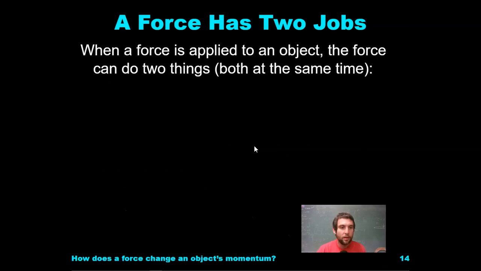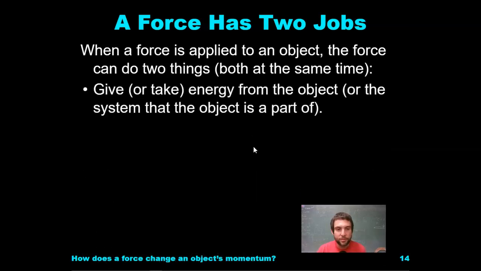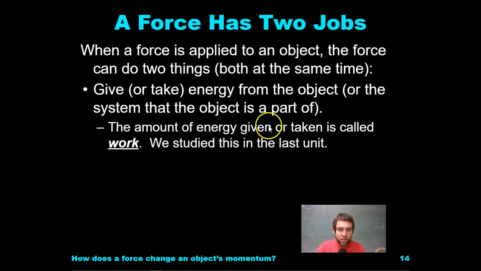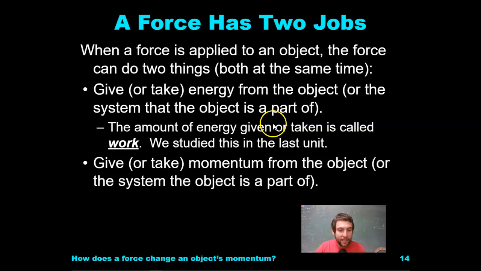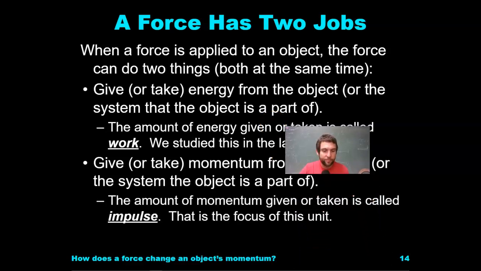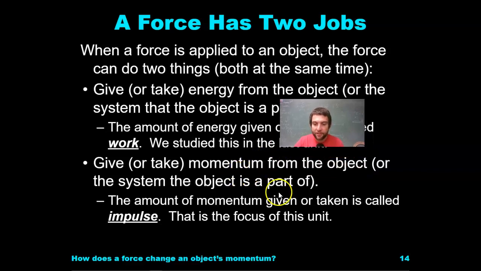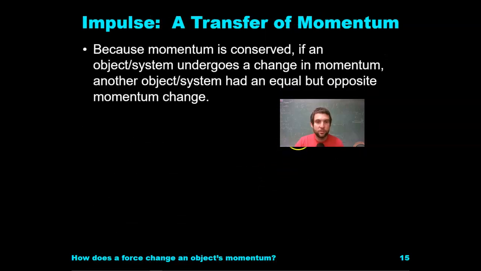Just kidding. When a force is applied to an object, the force can do two things, both at the same time. A force can give or take energy from the object, or the system that the object is part of. The amount of energy given or taken is called work. We studied this last unit. It can also give or take momentum from the object, or the system the object is part of. The amount of momentum given or taken is called impulse. That's the focus of this unit.